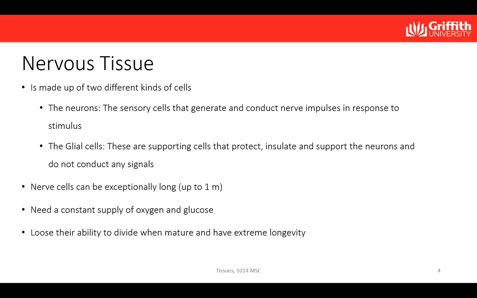Glial cells, which make up most of the nervous tissue, are the supporting cells that protect, insulate, and support the neurons. Nerve cells can be exceptionally long and reach the various parts of our body with the help of loose connective tissue. Neurons themselves have an exceptionally high metabolic rate and require a continuous supply of oxygen and glucose. Without the supply of oxygen, neurons cannot survive more than a few minutes. Once mature, most nerve cells lose their ability to divide. They have extreme longevity, and with good nutrition, they can function at an optimum level throughout our lifetime.